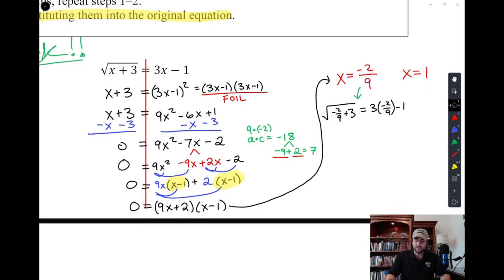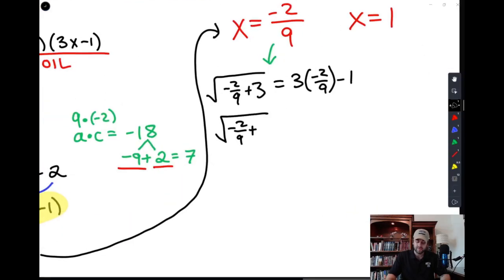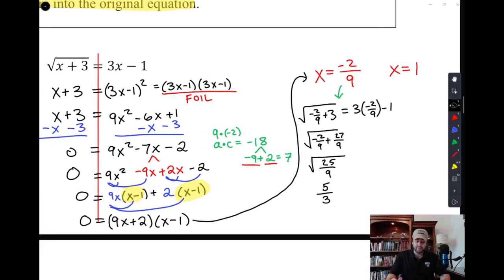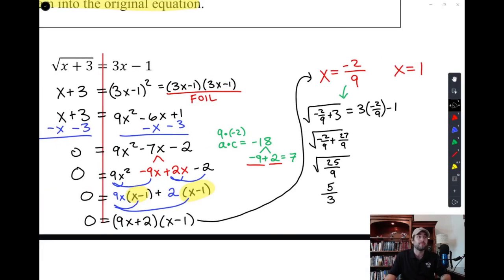And so 3 plus 2 over 9 is going to be negative 2 over 9. I'm going to rewrite that 3 and do this in 2 steps so you can see it happen. 3 is the same thing as 27 over 9, multiplied by 9 on the top and the bottom. And we get 25 over 9. And if we square root the top and the bottom, we get 5 over 3.